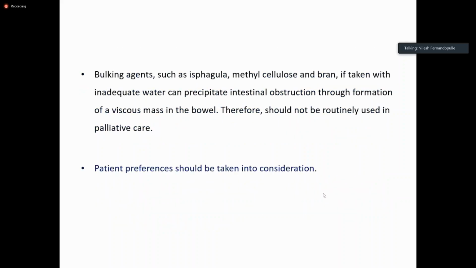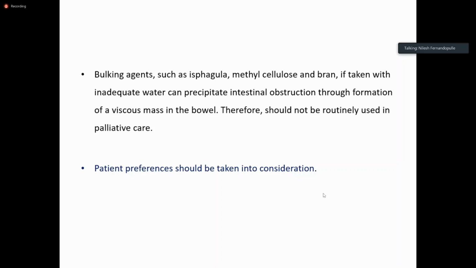Bulking agents like ispaghula and methylcellulose, if taken with inadequate water, can precipitate intestinal obstruction through formation of a viscous mass in the bowel. Therefore, they should not be routinely used in palliative care. So remember, when you're in palliative care, be careful using these bulking agents. In Sri Lanka, we have what we call Fibrogel. We have another one whose name I can't remember. Anyway, anything with raw fiber in palliative care is likely not going to be very useful.